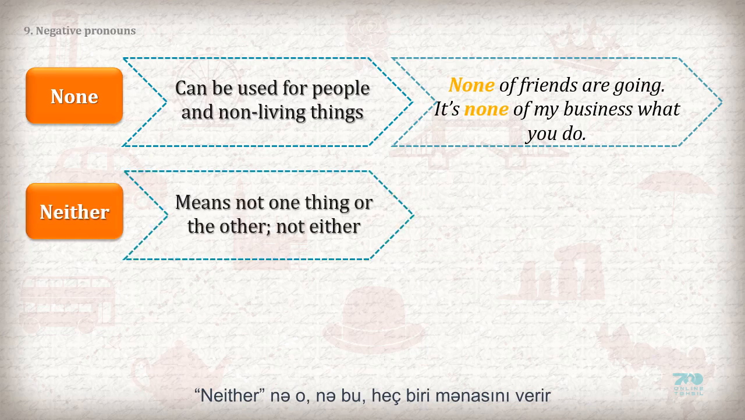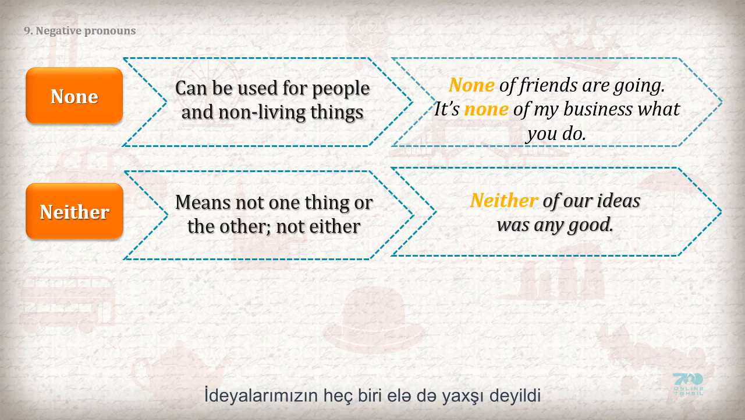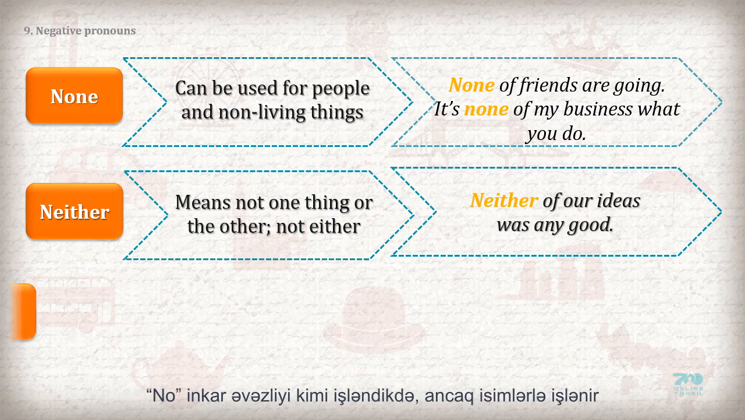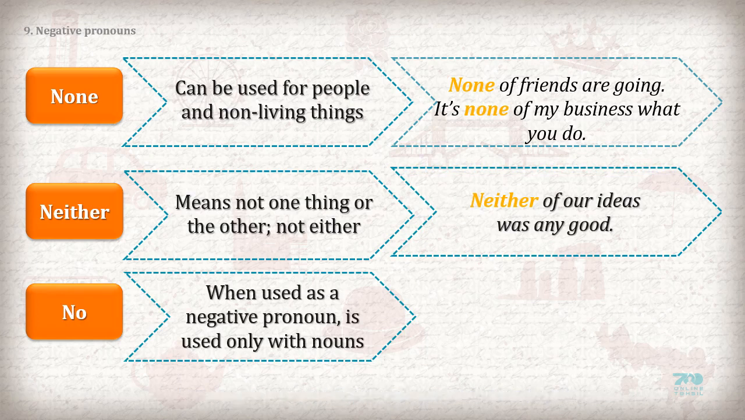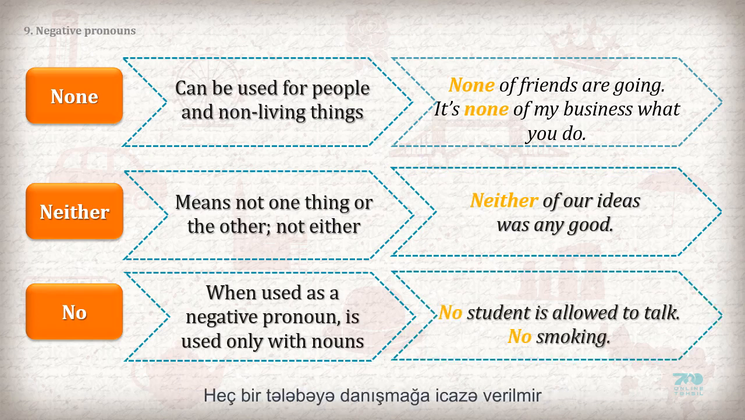Neither: neither means not one or the other, not either. Neither of our ideas was any good. No: when used as a negative pronoun, no is used only with nouns. No student is allowed to talk. No smoking.